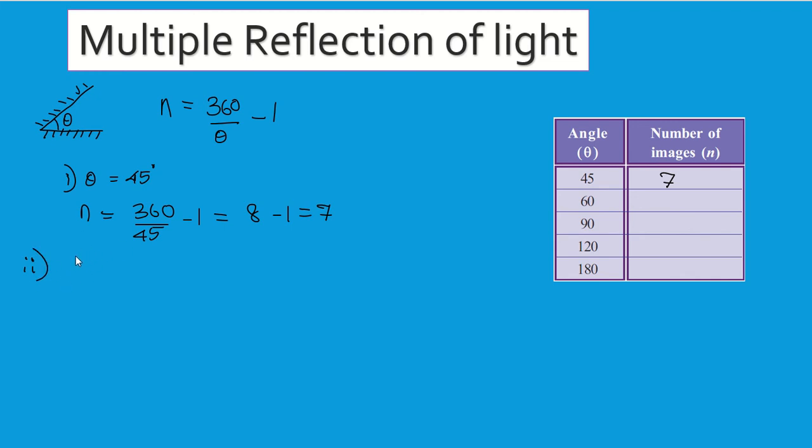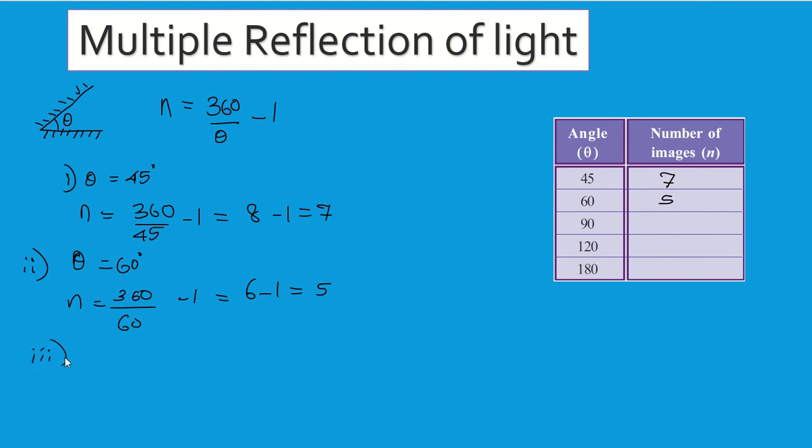The next question is theta is equal to 60 degrees. So n will be equal to 360 divided by 60 minus 1. 360 by 60 is 6. So 6 minus 1, we are going to get 5 images. This is how we have to solve these types of questions.